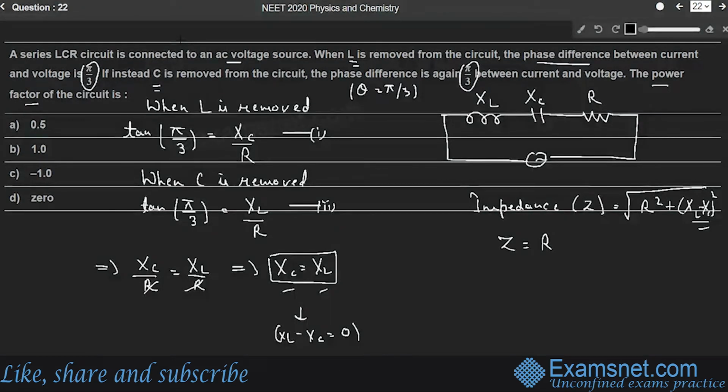Okay, now we have to find out the power factor, right? So power factor, that means cos theta, will be equal to R by Z. So R and Z are the same, that means it will be equal to 1. Okay, so out of the given options, option B will be the correct answer.